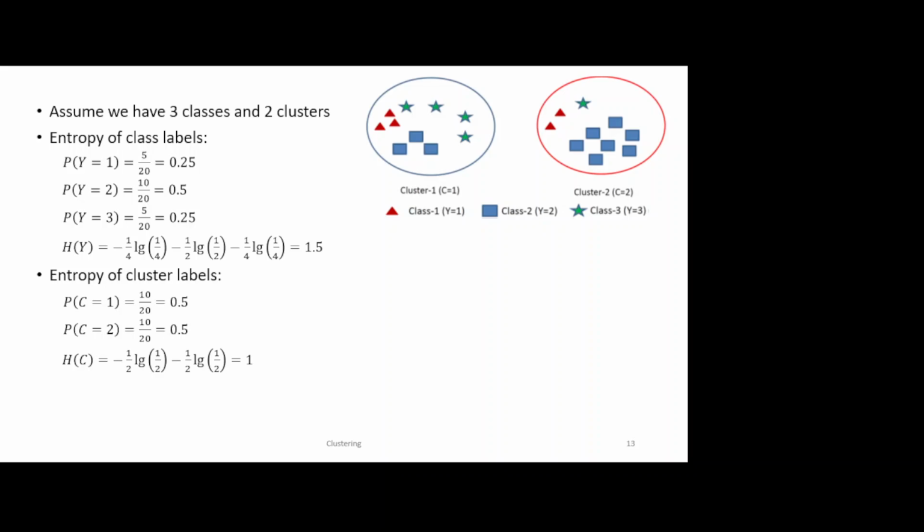Next we calculate the entropy for the cluster labels. We have two clusters. Each cluster contains 10 points, right? So for the data belonging to cluster 1, it contains 10 points, so the probability is 0.5. For cluster 2, the probability that a data point belongs to cluster 2 is also 0.5. So the entropy can be calculated as 1 bit.